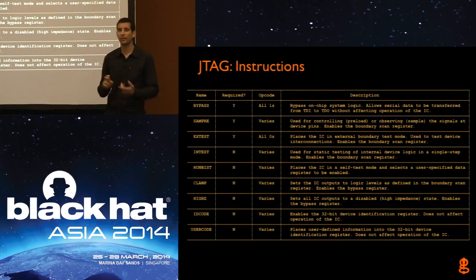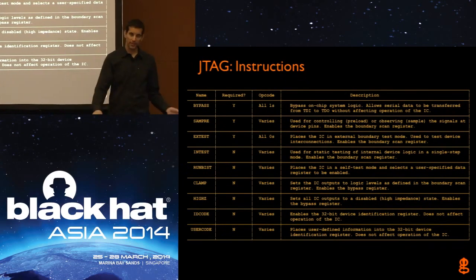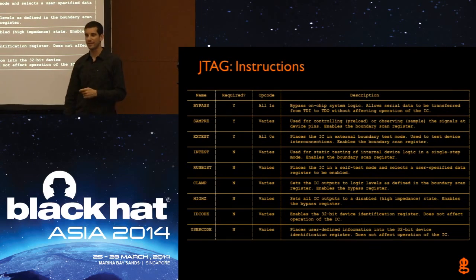Bypass is the only one, and that's required by the JTAG spec to be an opcode of all ones for the instruction register. So no matter which chip you use, if you shift all ones into the instruction register, you can enable bypass mode. And that way, we can always force the device into bypass mode, even if we don't know what it is.